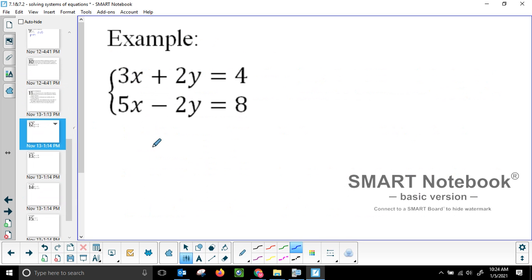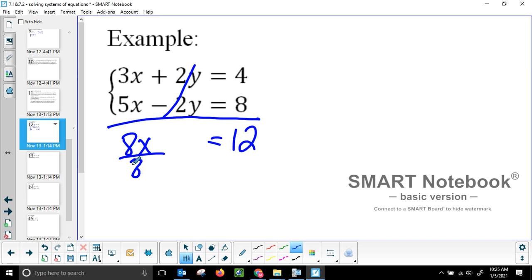All right, so here, in this case, we don't have to do any manipulation because the y variable already has opposite coefficients. Positive 2 and negative 2 are opposites. So I can actually just go ahead and add these equations together, and I will get 8x. These will cancel. Equals 12. So I can divide by 8, and we will get x is equal to 3/2 when reduced.